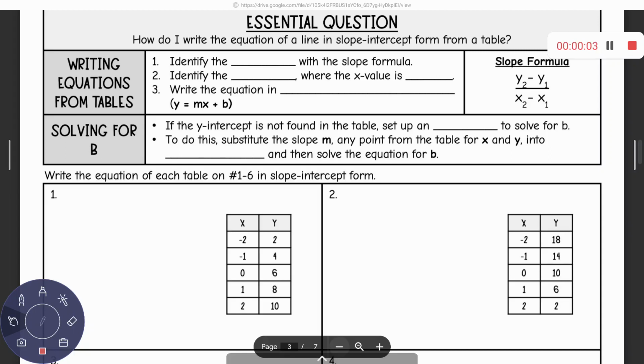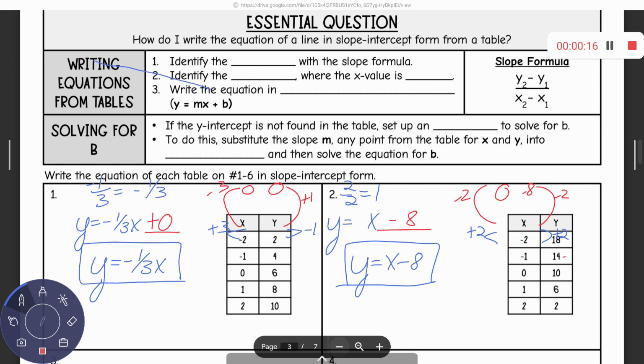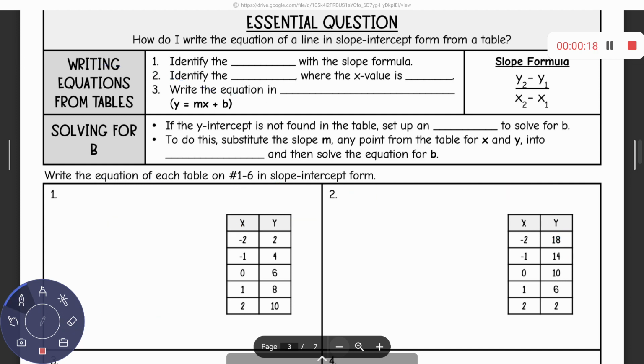Alright, so today we're going to be finding the equation from a table. We're going to take what you did last week in Level Up, where you found the change of y over change of x, and use that to help start our equation. So you don't need this. We're just going to start on number 1.